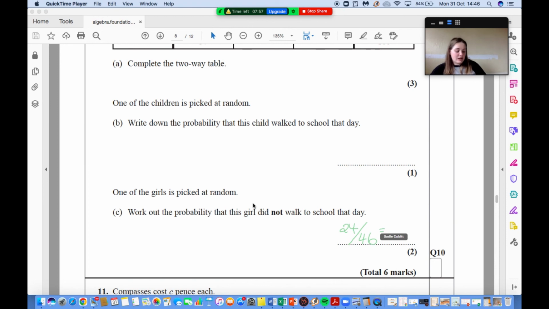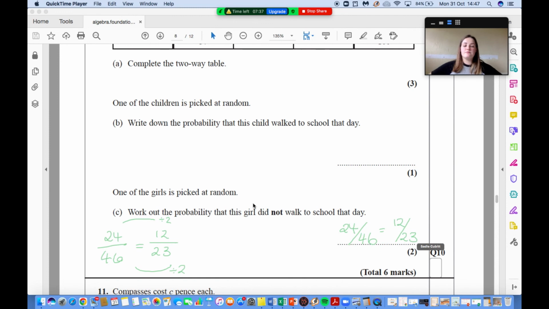We can cancel that down a little bit. Let me just write it over here. So we can half that. We can divide by 2, giving me 12 over 23. And we can't go down any further because 23 is a prime. So it'll be 12 over 23.